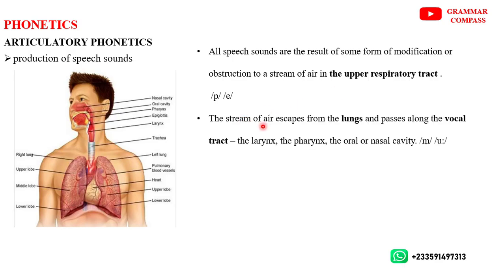Then the stream of air escapes from the lungs and passes along the vocal tract. So the stream of air accumulated in the lungs will pass along the vocal tract. So it will pass through the larynx, it will pass through the pharynx, then it will move on to the oral cavity or the nasal cavity.